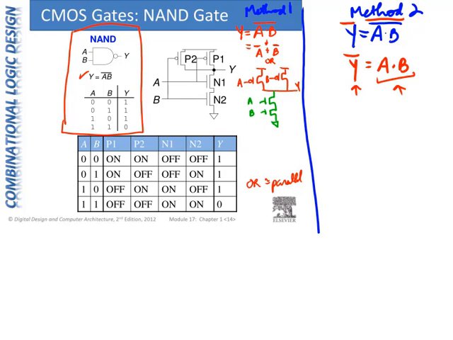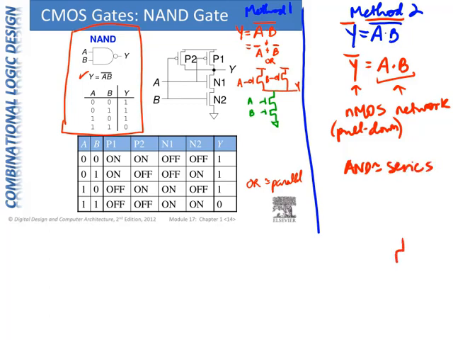So now we can draw our NMOS. This specifies our NMOS network, or pull-down network, because we want Y to be pulled down to 0 when A and B are true. And AND means series. They both have to be true to get a connection. So here we have A and B. Both of those are true, so we're going to get a connection between Y and ground.